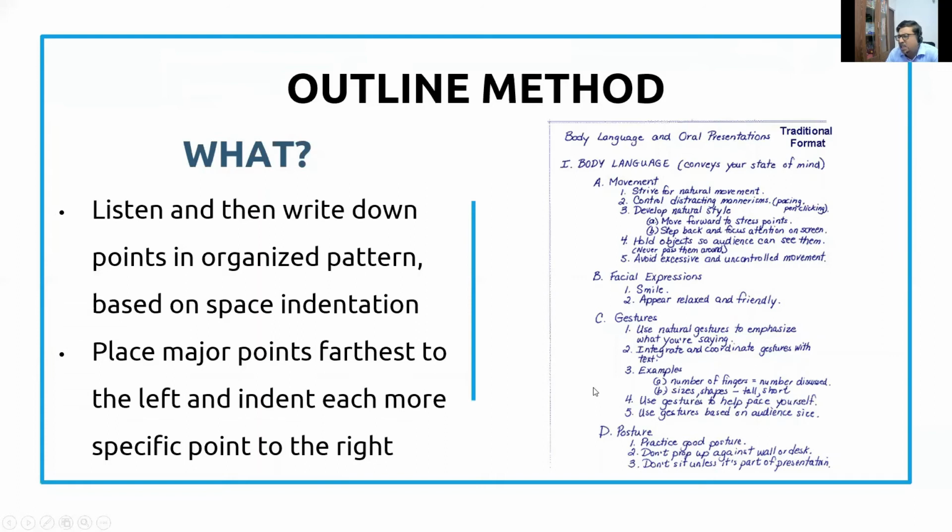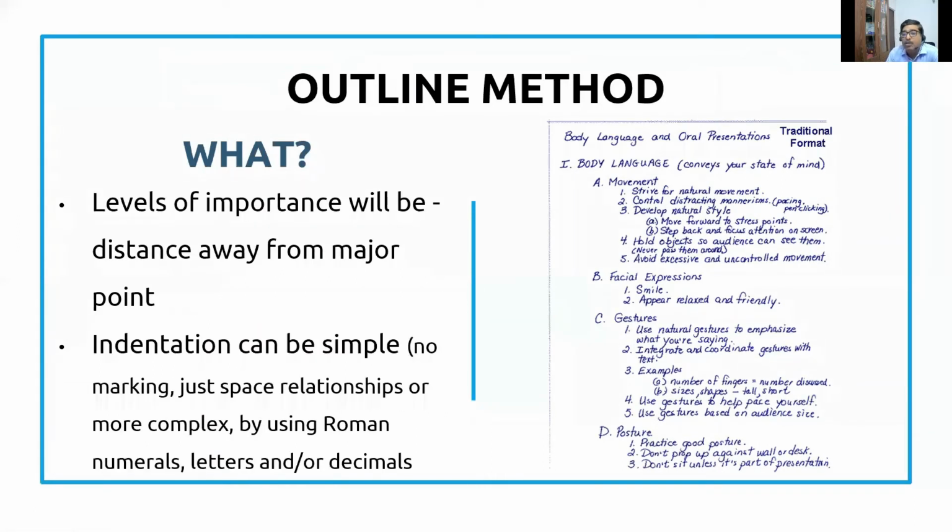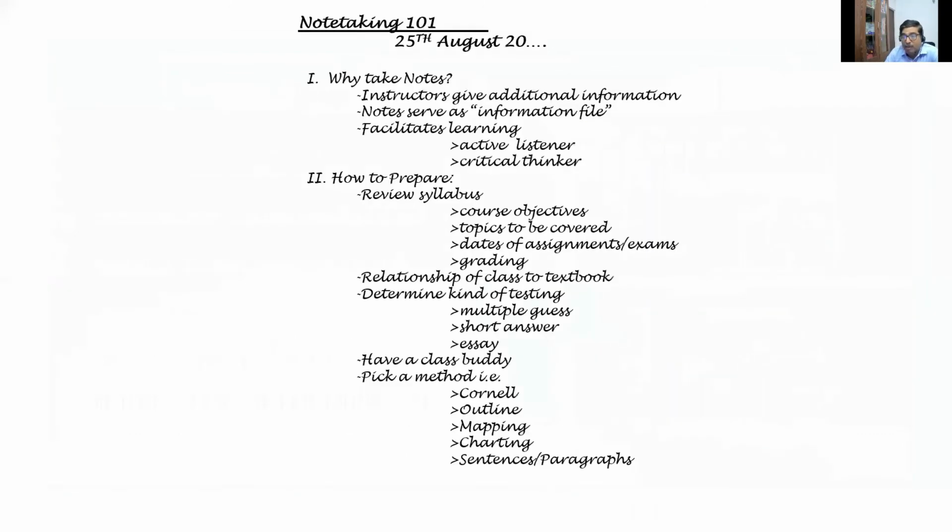So use a natural recall method. So levels of importance will be distance away from major points. So this will be the most question building points. Indentation can be simple with no markings or space relationship, or more complex. You can use color pencils, you can use bold letters, and that is customization of the entire concept.